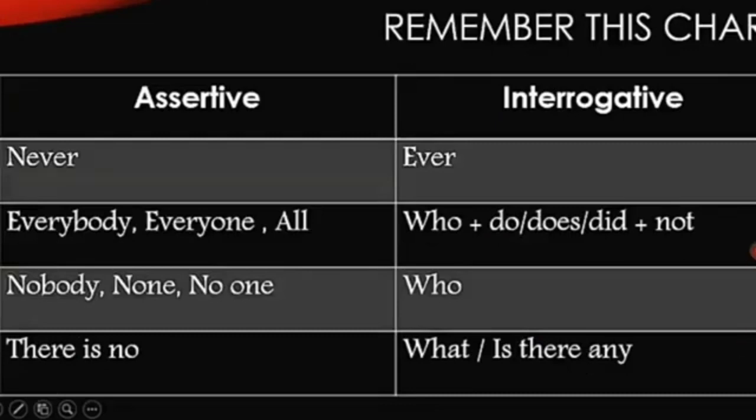Please remember this chart. If you find "never" in an assertive sentence, in interrogative, it will become "ever." Everybody, everyone, all will become "who" plus do, does, did, plus not. Nobody, none, or no one will be changed into "who." "There is no" will be changed into "what" or "is there any."